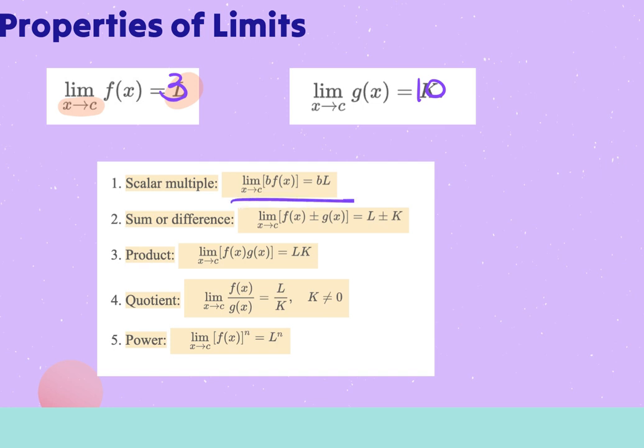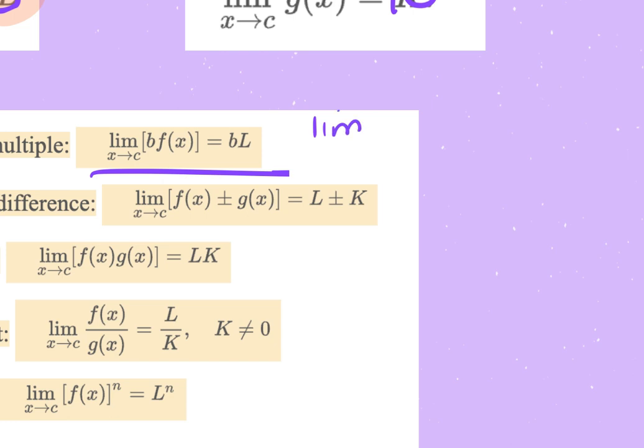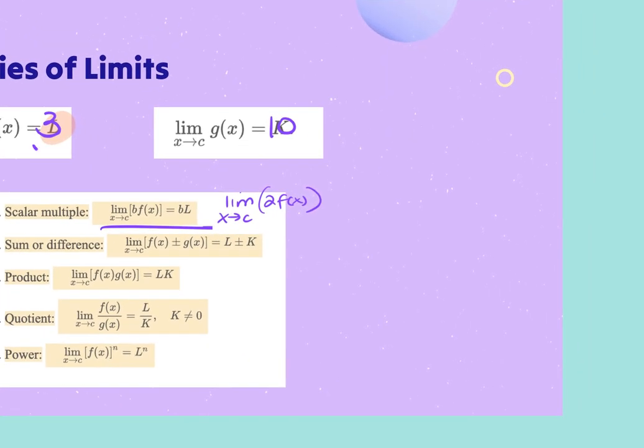A scalar multiple would say something like the limit as x approaches c of 2f of x. What do you normally do if there's a scalar multiple on the front? You multiply it. So you literally take 2 and you'd multiply it times whatever they give you for the f of x, which in this case was 3, and the answer would be 6.